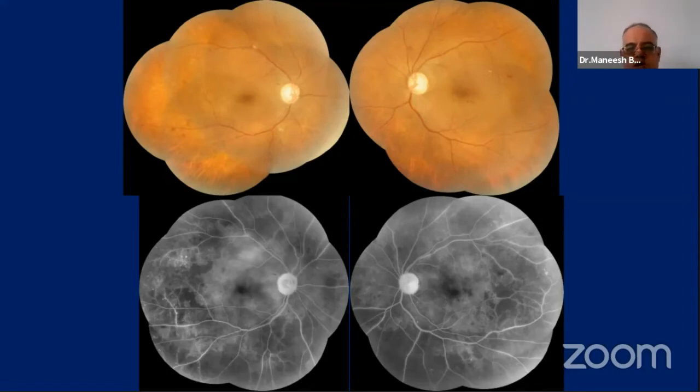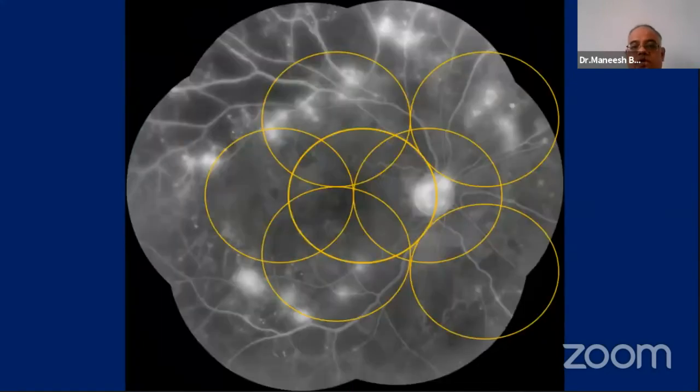Here we can see the montage image gives us a much better idea about capillary non-perfusion areas. If you just go by the clinical picture, we would miss these peripheral lesions, and this patient would actually require very close monitoring. If angiography is not done, it might be missed, and the patient might come with advanced lesions at a later stage.